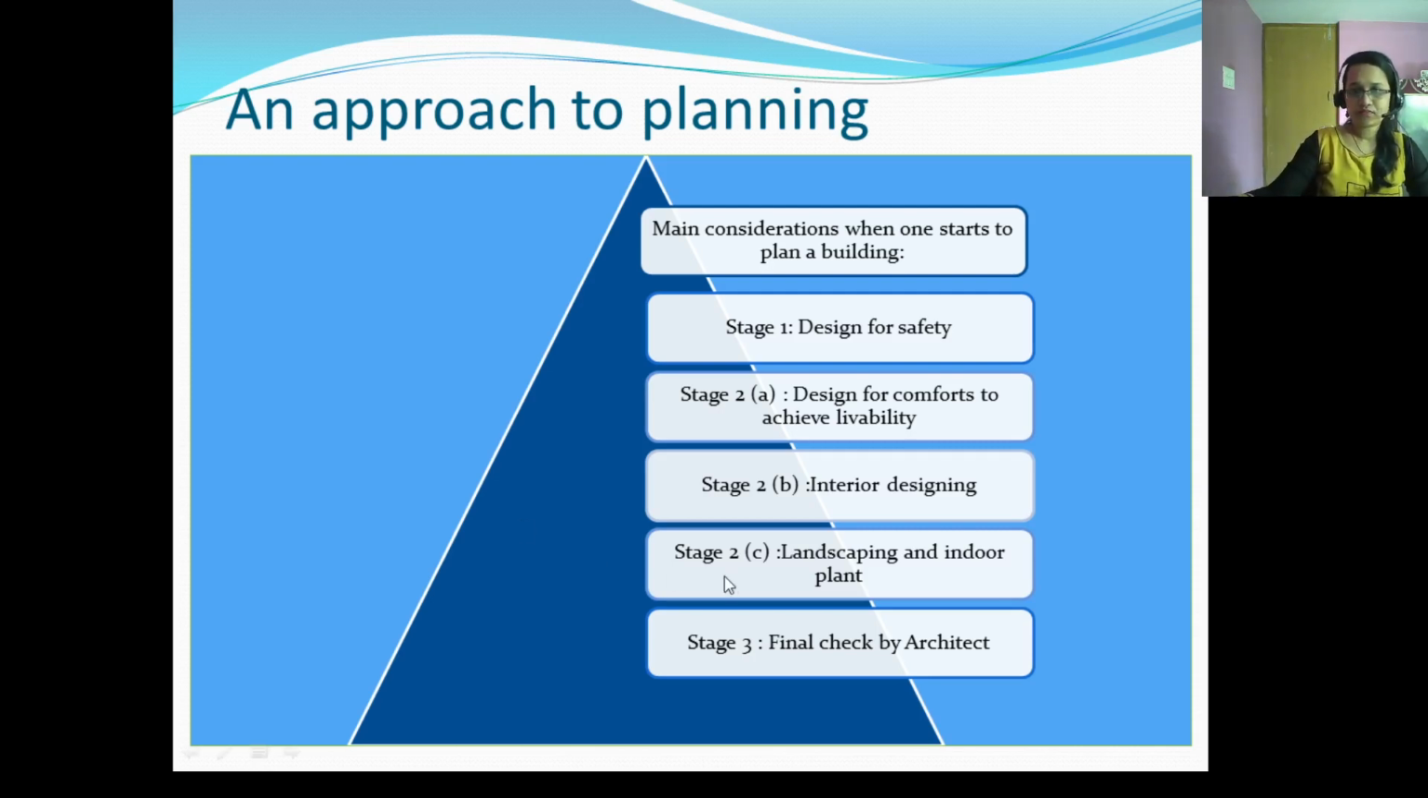Then stage 2C, landscaping and indoor plants. Landscaping and indoor plants achieve utility in the total design and give aesthetic pleasure, all of which is done by the landscape architect. After this stage, we have the final check by the architect. The architect will check the drawings and he will execute it for the construction.